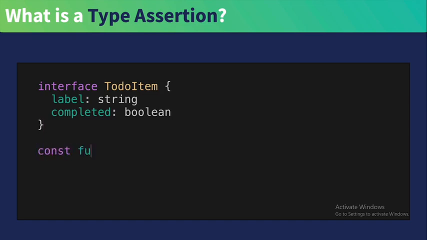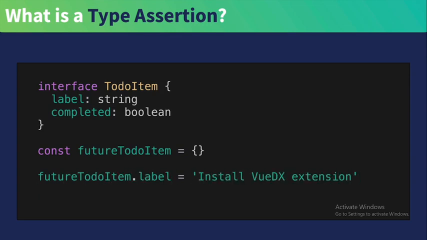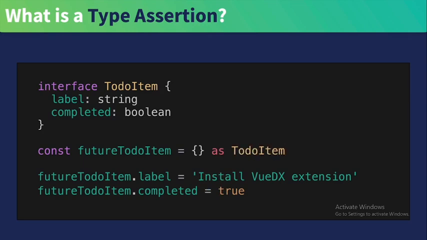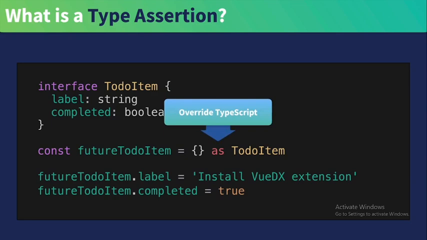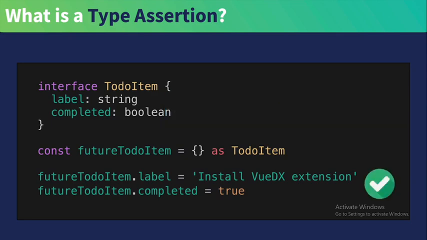Let's say we have a constant called futureToDoItem, which starts out as an empty object. And so we assign properties such as .label for "install Vue.dx extension," for example, or .completed equals true. Believe it or not, TypeScript won't like this, and in fact, it's going to yell at you. And so, by using the as keyword, we're able to override the inferred type that TypeScript pulls, which it thinks originally is an empty object, but we're telling TypeScript, no, it's going to be a ToDoItem. I get to introduce you to a brand new keyword, which is the as keyword. And just like that, everything works as we want.